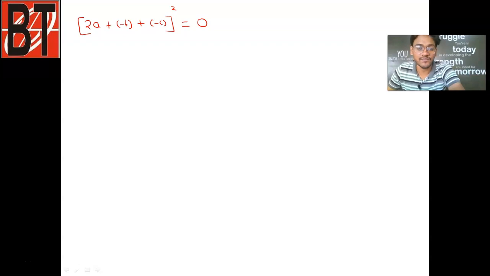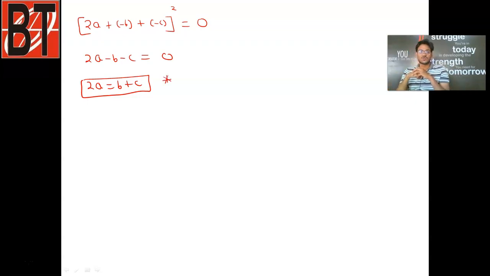Okay, no problem. So yes, taking the square root on both sides, we will have 2A minus B minus C is equal to 0, because the square root of 0 is 0. So students, from here you can see the result is 2A is equal to B plus C, and that's our required result.